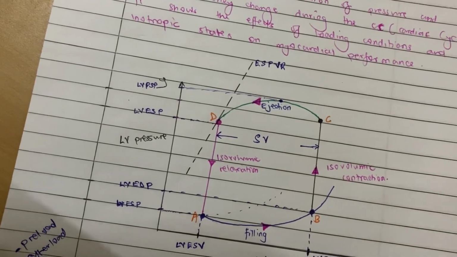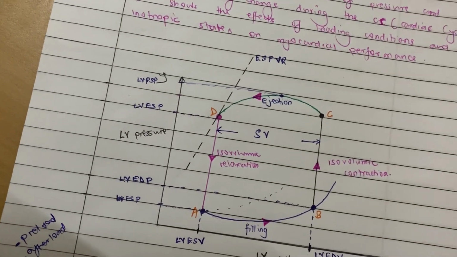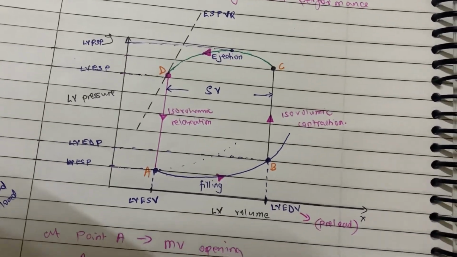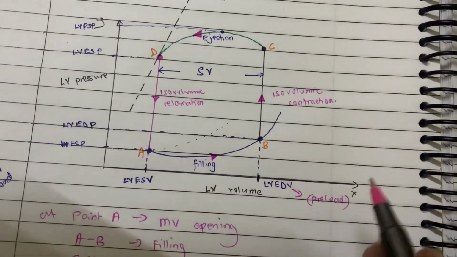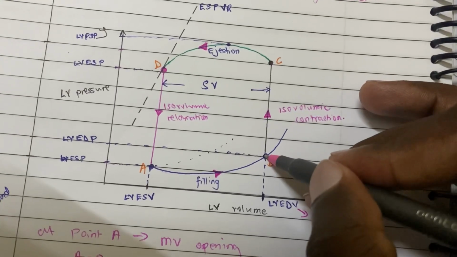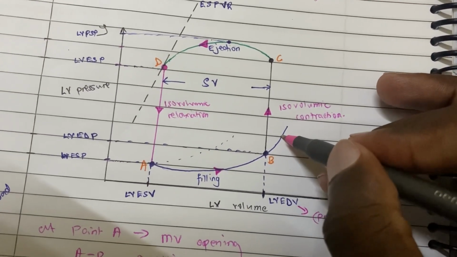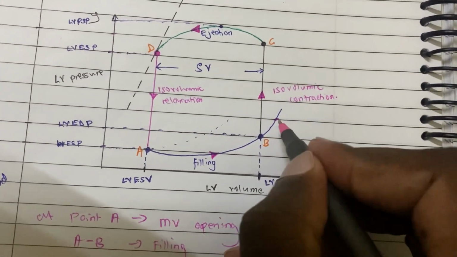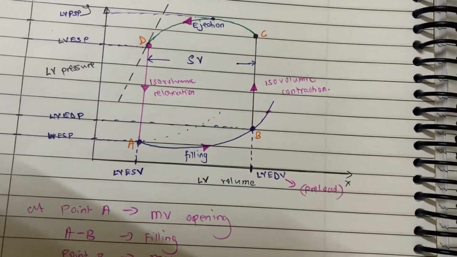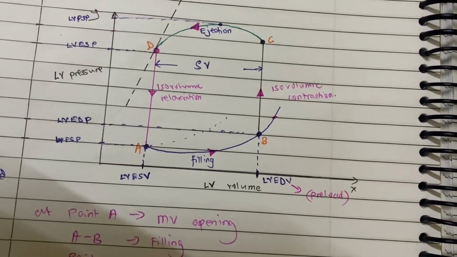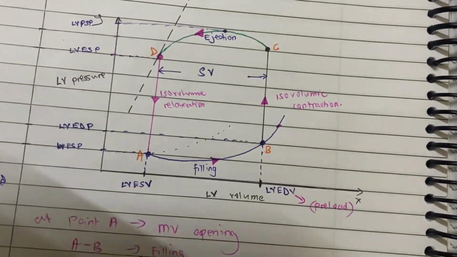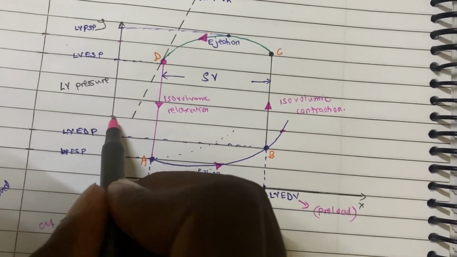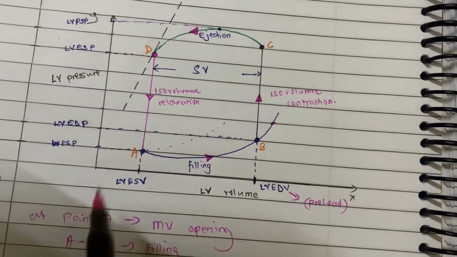So if LV EDV is increased, for example, instead of being at this point, it is at this point. In this curve it's here, but if it is increased, maybe to go up to this point, what has happened to the pressure? It is going to be here instead of here.